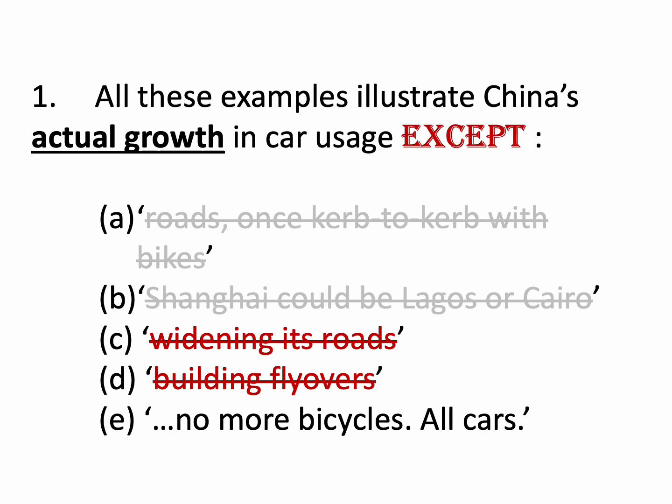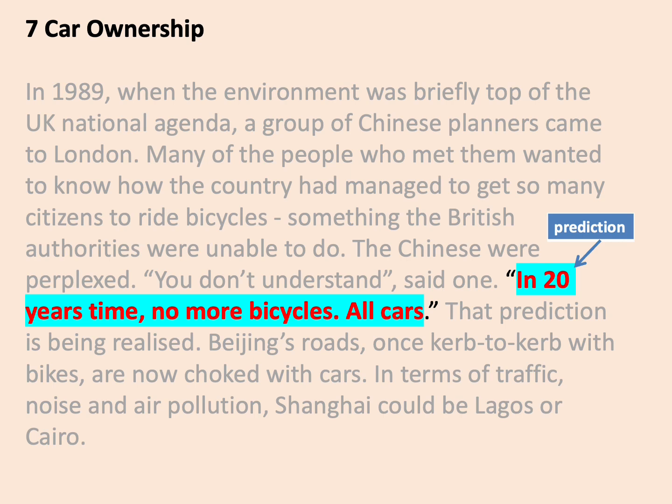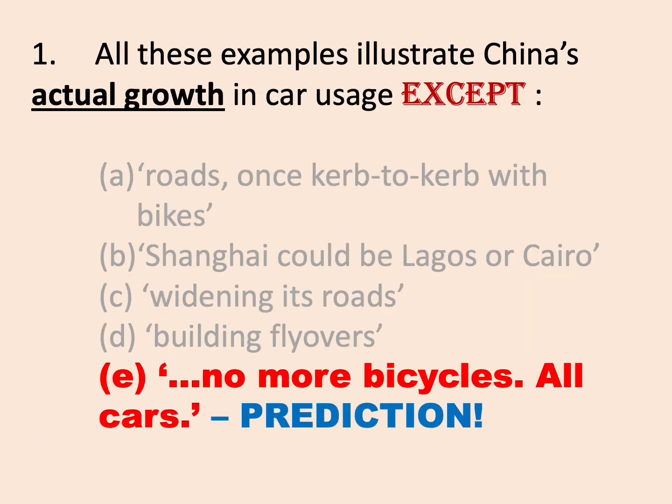Have we missed something? Well, let's check E and see if it fits. E makes reference to no more bicycles or cars, but more importantly, this is to be in 20 years' time, and as such, the statement functions as a prediction. So the growth is not actual, but rather predicted. Thus, our focus on the modifier has directed us away from growth in general to only that growth which has been actualized.